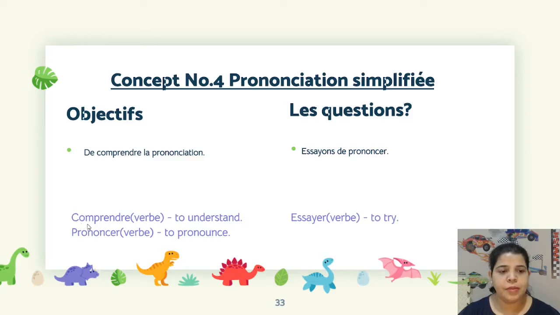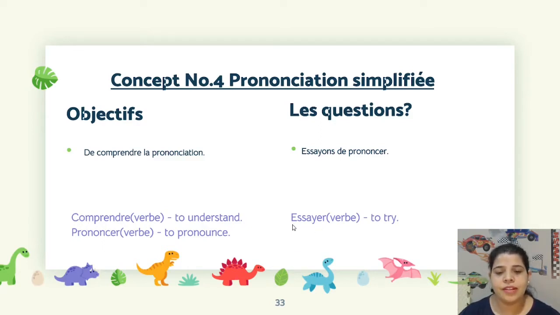Comprendre. OM is on. We hardly say M. We almost skip it. Comprendre. ON and OM are pronounced in the same way. Comprendre is a verb in French which means to understand. And the second verb, prononcer, is also a verb which means to pronounce. And then essayer.